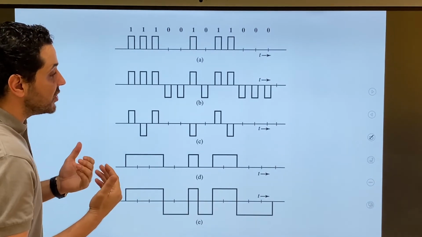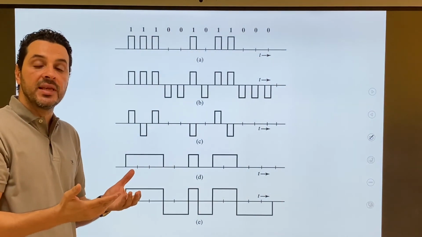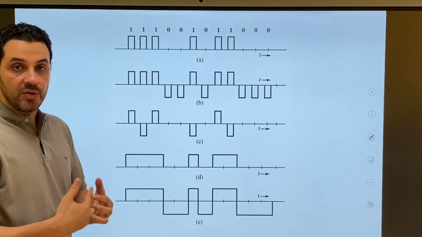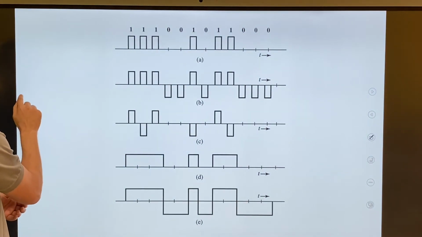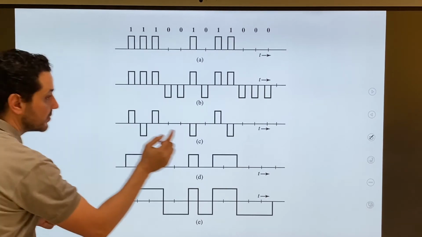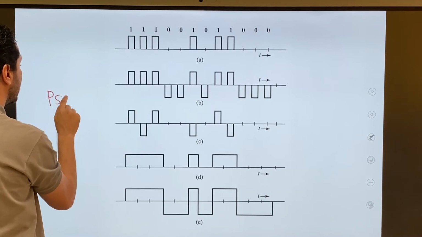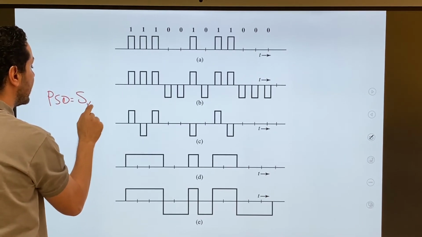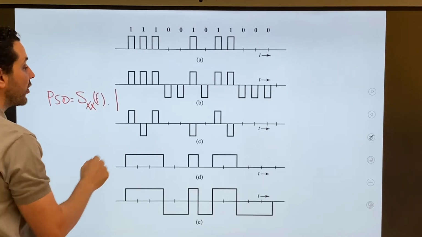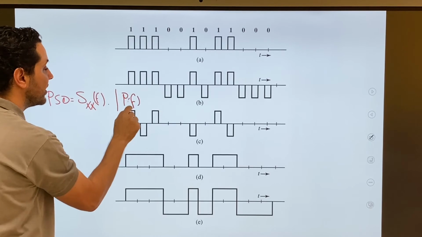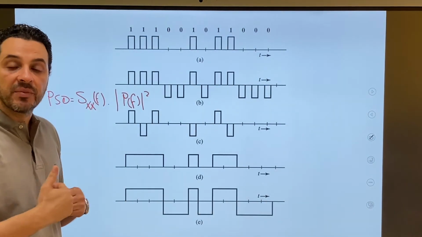And in the previous video, we saw that the power spectral density of any line coding scheme depends on the coding between the bits and on the pulse shape. So we wrote that the power spectral density is the power spectral density of the coding between the bits multiplied by the Fourier transform of the pulse that we are using, squared. This is what we discussed in one of the previous videos.